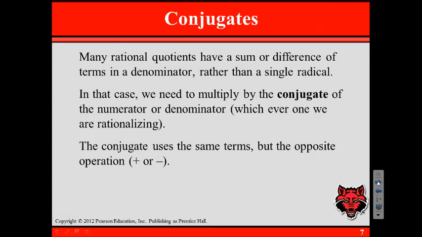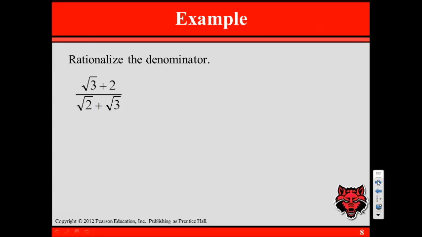Many rational quotients have a sum or a difference of terms in the denominator rather than just a single radical like we saw in the last few examples. In that case, we need to multiply by the conjugate of the numerator or denominator, whichever one we are rationalizing. And the conjugate uses the same terms, but the opposite operation. So instead of a plus sign, it will use a minus sign, and instead of a minus sign, it will use a plus sign. Let's try a few examples.